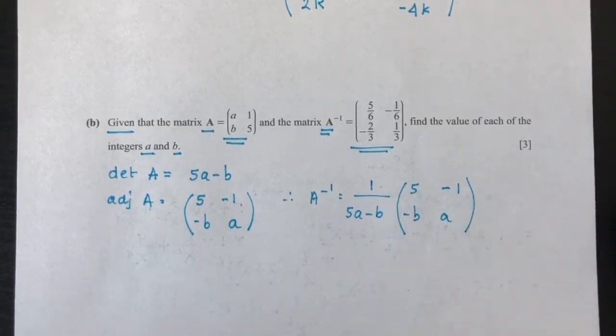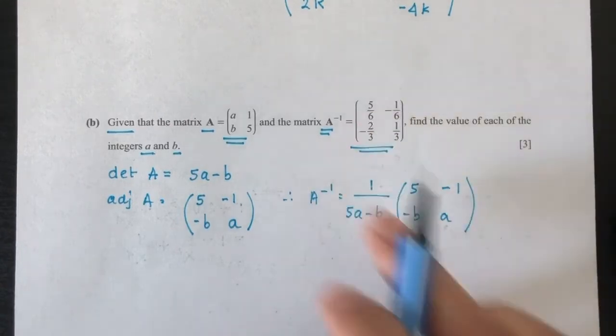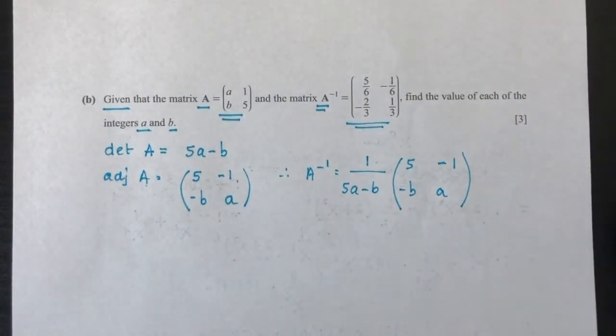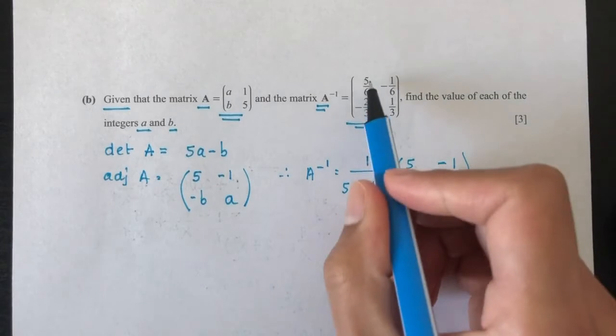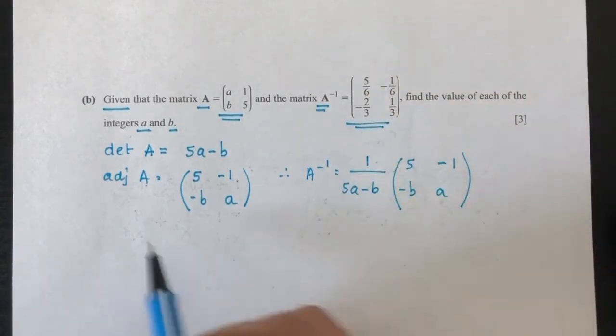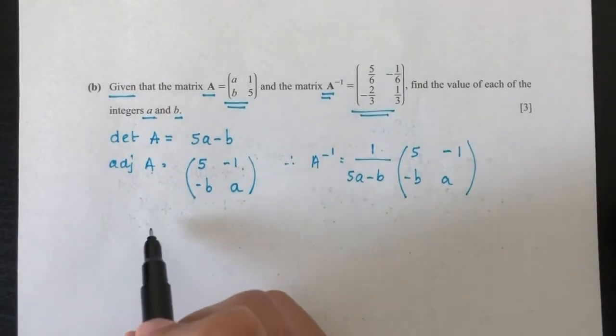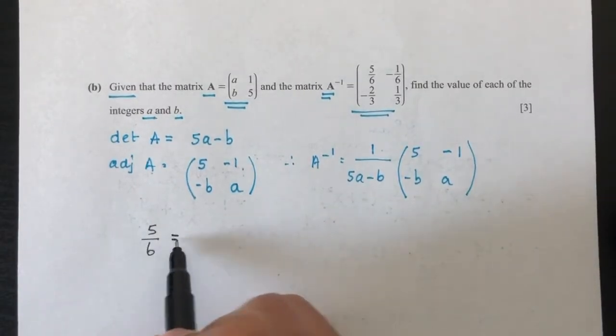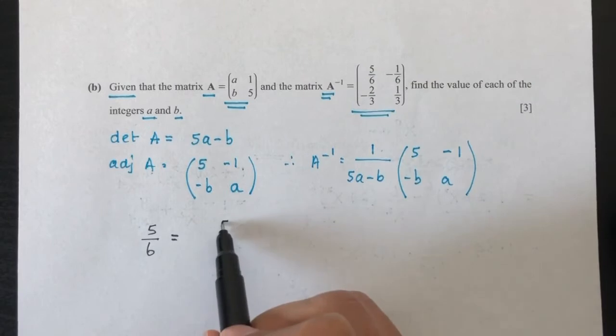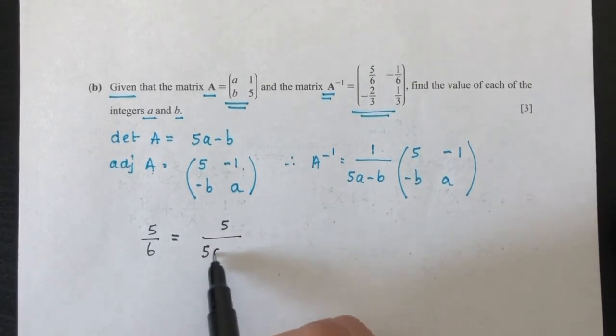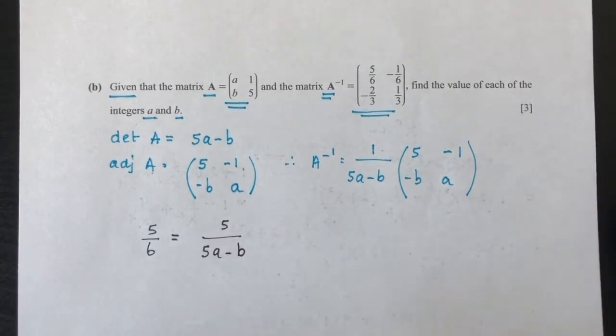So this is your A inverse. So now we have to compare to find the values of a and b. So let's first compare the first value. So here we have 5 over 6 equal to this one. So let's use a different color. So first value is 5 over 6 is supposed to give you 5 over 5a minus b.